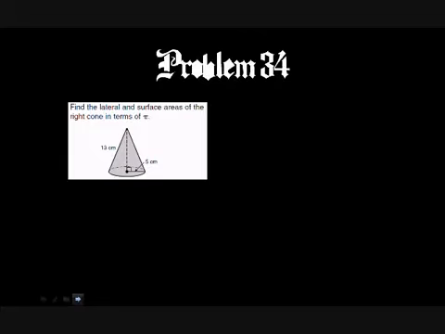Okay, problem 34. Find the lateral and total surface areas of the right cone in terms of pi. Remember, right cone just means that it's straight up and down. It's not slanted or anything like that. And so we have lateral surface area equals pi RL, and L is your slant height. So in this case, our R is 5.